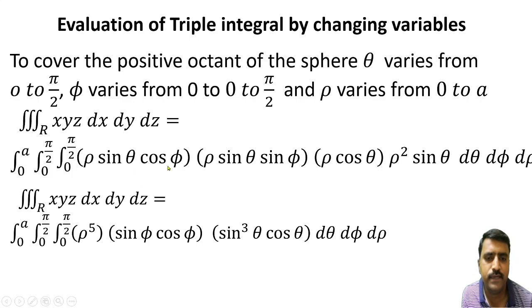Next, sin theta into sin theta into sin theta is sin cube theta, and this is cos theta, and also this is sin phi into cos phi. So it is sin phi cos phi d theta d phi d rho. The first integration is with respect to theta, so first we have to integrate this with respect to theta. You notice that I think you know this formula in integration.